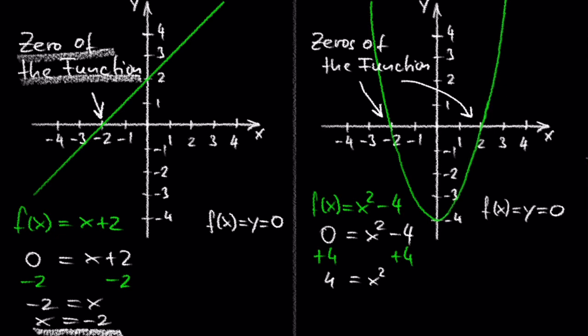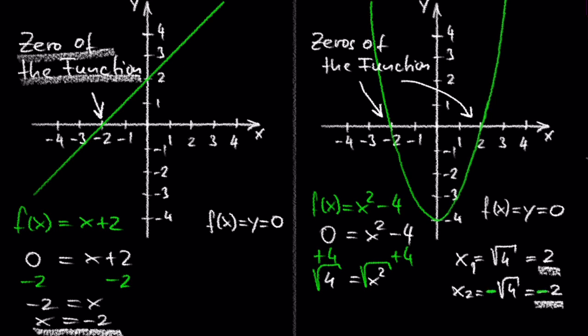Now we take the square root from both sides to isolate the x. Recall that when taking the square root, we get two solutions, the positive square root and the negative square root. Always keep this in mind. This is very important, so don't forget this. The square root of 4 is 2. And the negative square root of 4 is -2. So the zeros of this function are 2 and -2.